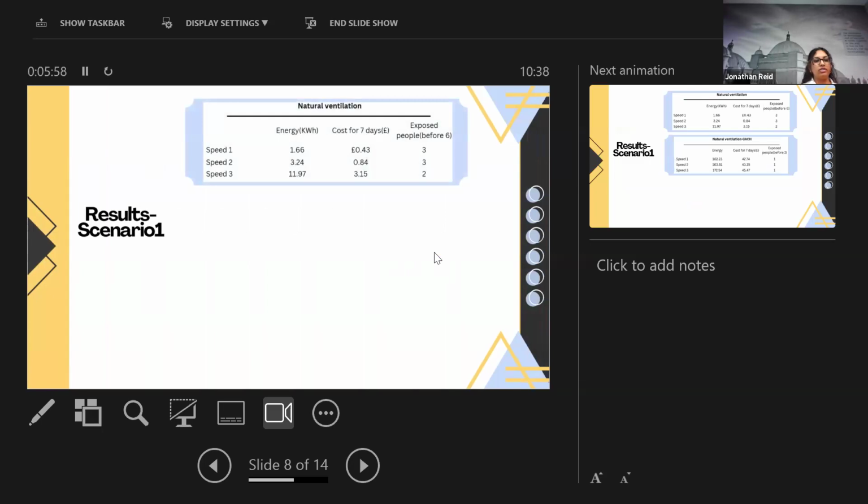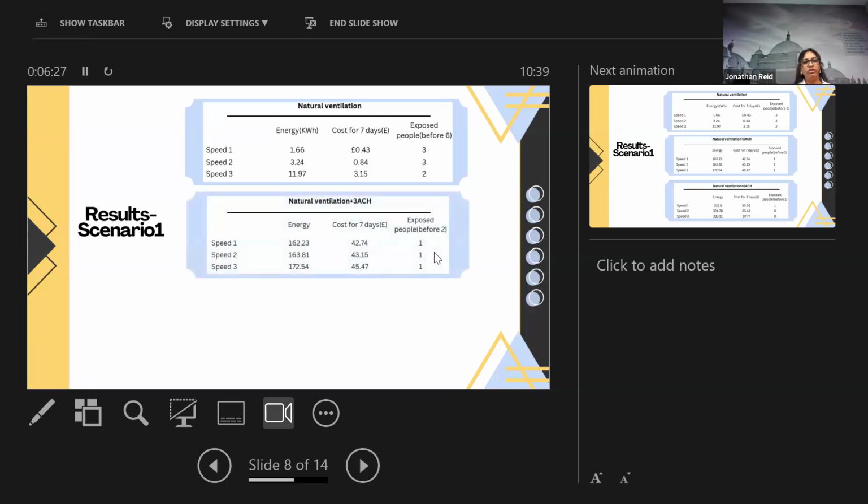So when we look at the results for the first scenario, where the air cleaner and the infector were in zone 5, for natural ventilation with the air cleaner not present, the number of exposed people was 6. With the addition of an air cleaner running on speed 1, the exposed people reduced by 50%, from 6 to 3. And the cost required to do this was just 0.43 pence for 7 continuous days, which is quite a lot less than £1.